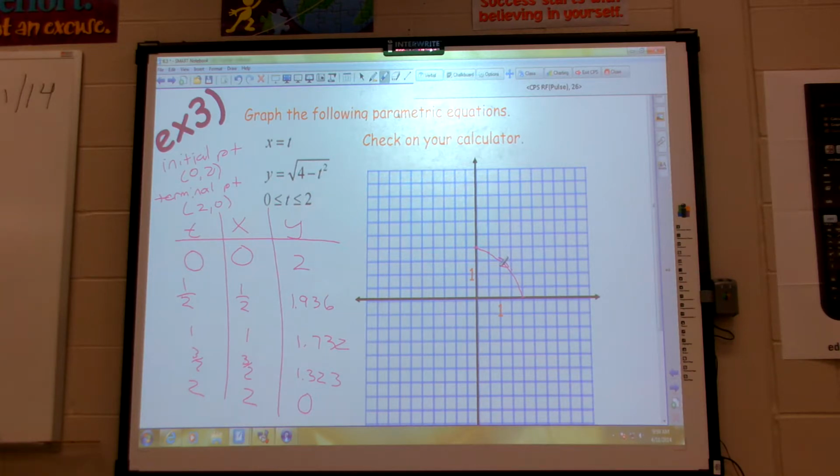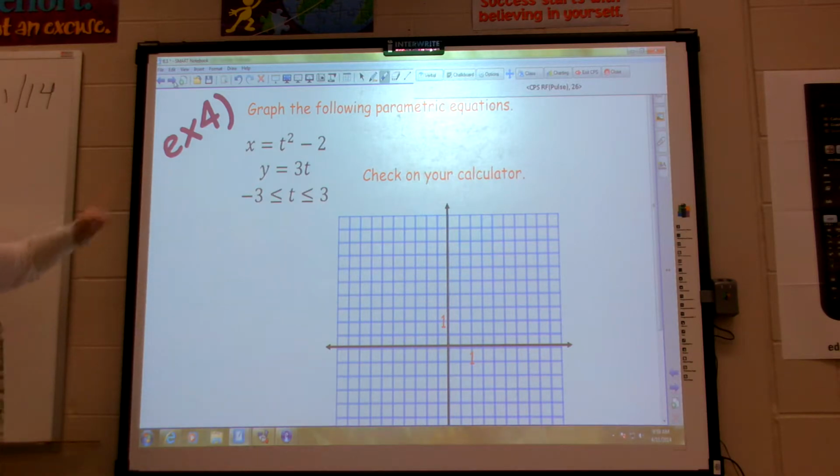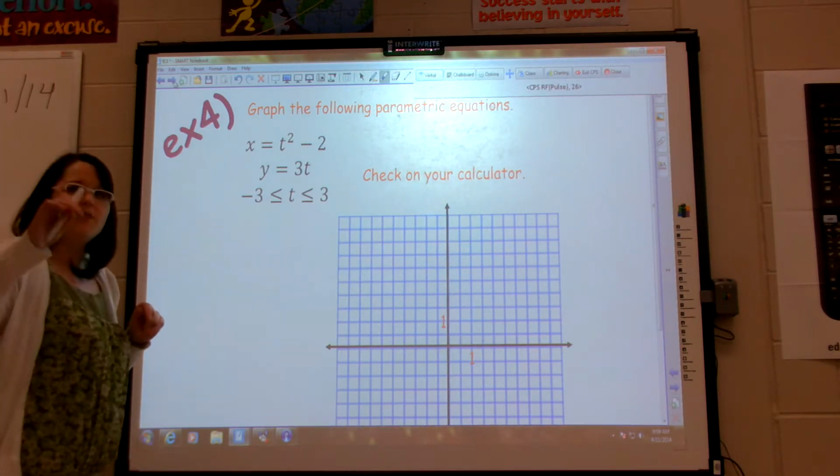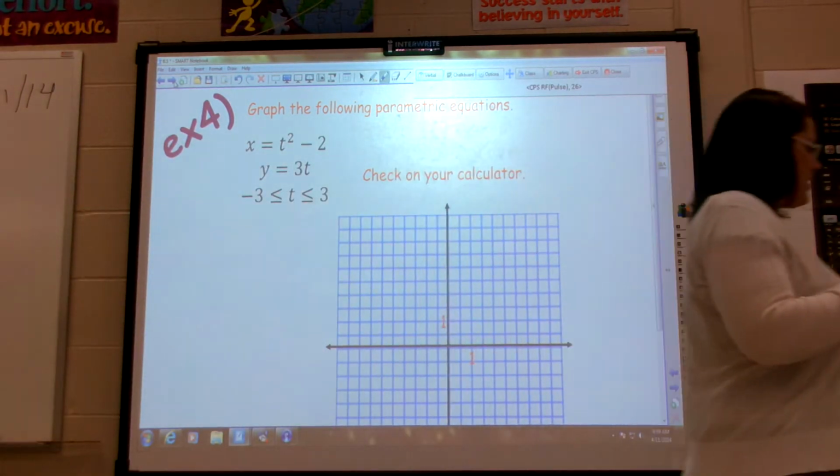Try another. So just write down the function. Opposite directions are the same. Oh, we didn't check on our calculators. For time's sake, we're going to skip past that. Okay, so you get a few things. I think we've got that part down.